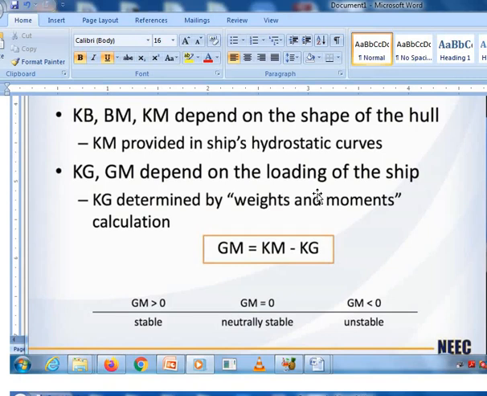So KB, BM and KM depend on the shape of the ship, and they never change. They are mostly constant. But the KG and the GM depend on the load you are putting on the ship, which will make the ship tilt in either direction. And that is what we are going to do. From our diagram, you can see that GM is equal to KM minus KG. If we write it down, GM is equal to KM minus KG.